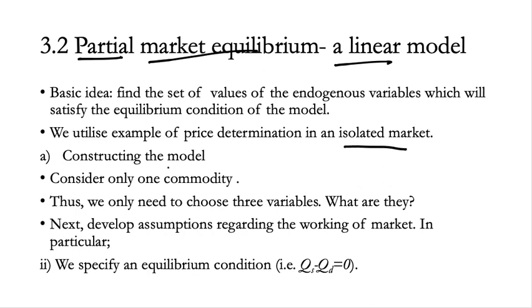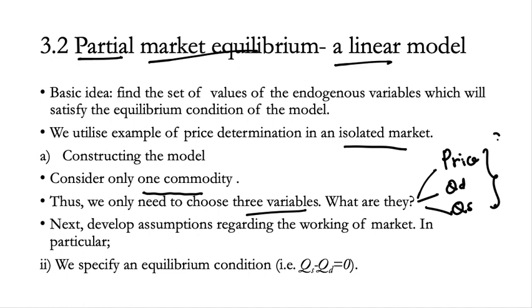So we need to construct a model. Let's say we want to look at one product or one commodity. We only need to choose three variables, and what are they? Of course, we want to look at the price. And if we talk about a market, of course there are demand and supply, so we want to look at the quantity demanded and the quantity supplied. So we want to find what's the value of price, the quantity demanded, and the quantity supplied at the equilibrium level.